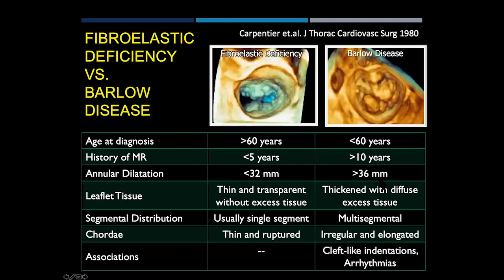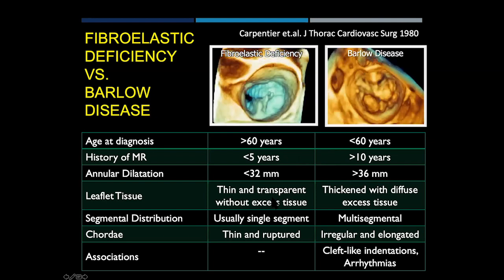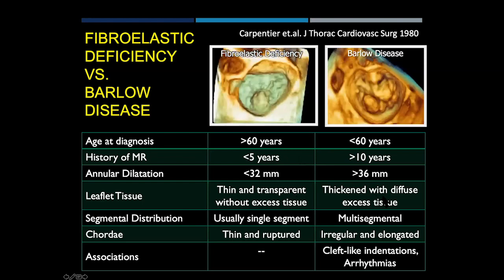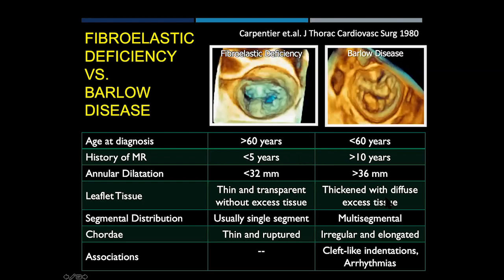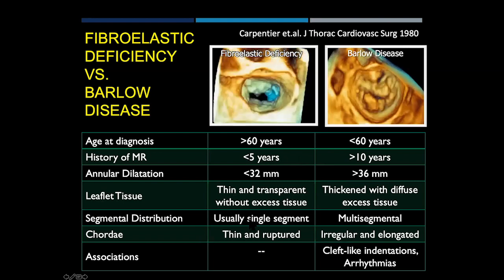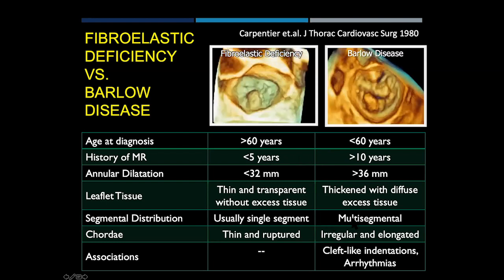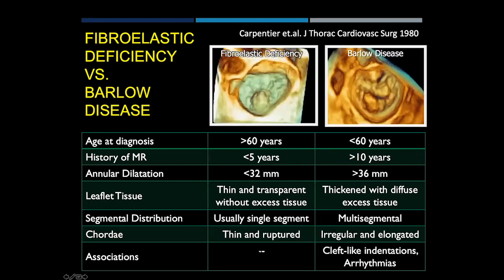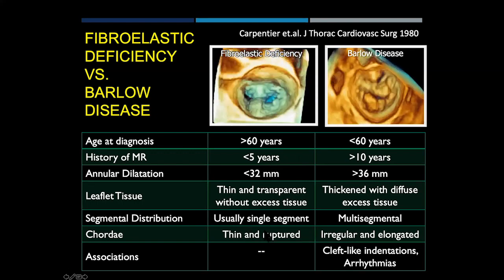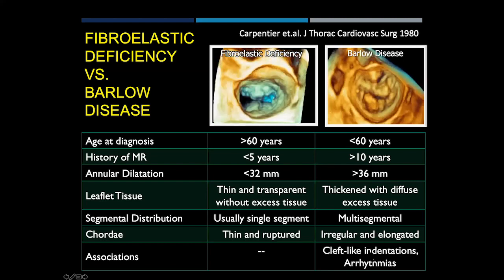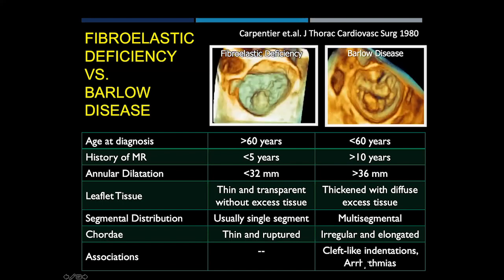Annular dilation is seen more in patients with Barlow disease. Leaflet tissue in fibroelastic deficiency tends to be thin, transparent, without excess tissue, whereas in Barlow's disease, you tend to get the thickened, diffuse excess tissue. Segmental distribution tends to be single segment in fibroelastic deficiency, whereas in Barlow's disease, you tend to get multi-segmental disease. You can have thin and ruptured cords in fibroelastic deficiency, whereas you tend to get irregular, elongated cords in Barlow disease. And Barlow disease is often associated with cleft-like indentations.